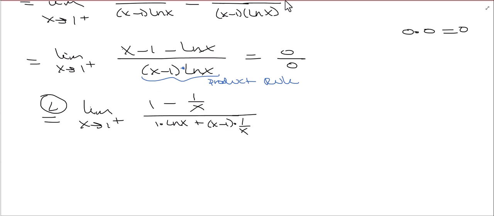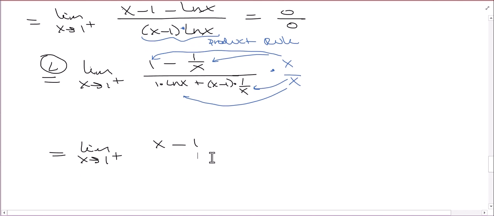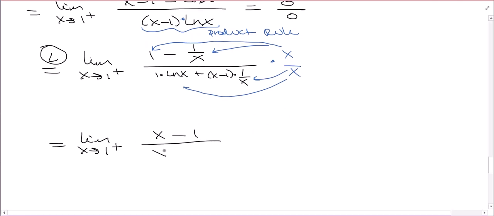So let's try to simplify because I have a complex fraction here. I have a 1 over x there and a 1 over x here. So let's multiply top and bottom by x so that then I can cancel those 1 over x's. I'm just simplifying so I don't have the little L here. So I'm just going to have x minus 1 over x ln x by multiplying the whole thing by x, and now this 1 over x is going to cancel. So plus x minus 1.